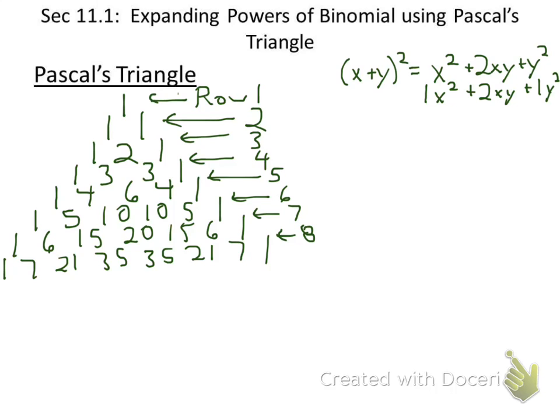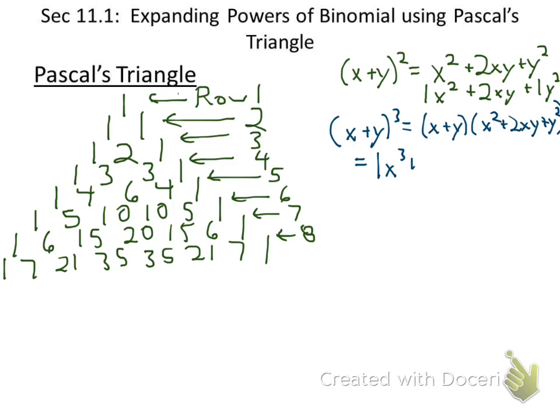Its coefficients. Okay, let's do another one. If I had x plus y to the third, basically I've taken x plus y squared and now I'm multiplying it by x plus y. I could have done FOIL or a box method or whatever method you want to use. And again, this is now x plus y times what we did above. Okay, this comes out to be 1x cubed plus 3x squared y plus 3xy squared plus 1y cubed. Now, what is it this time? Notice that's what row 4 is.